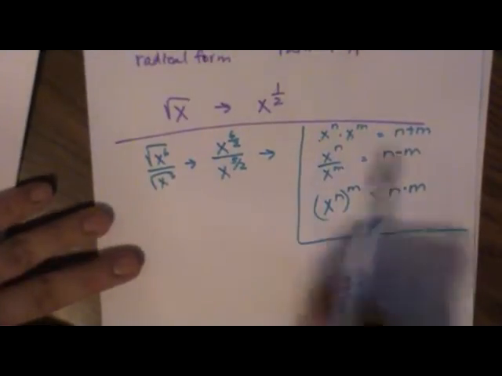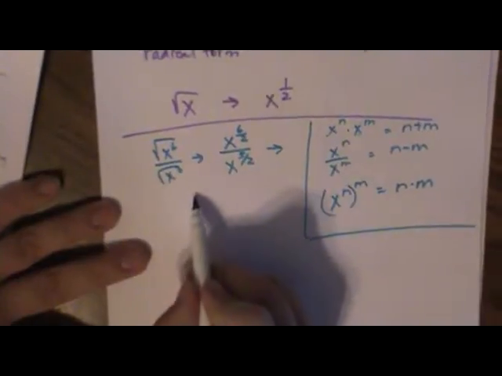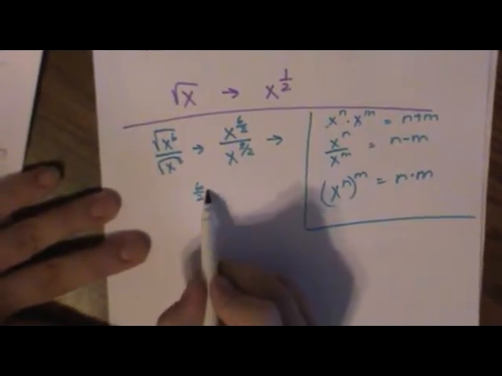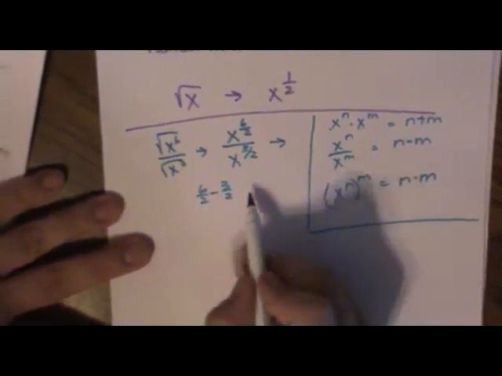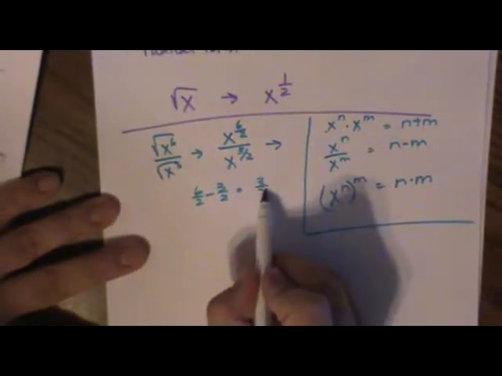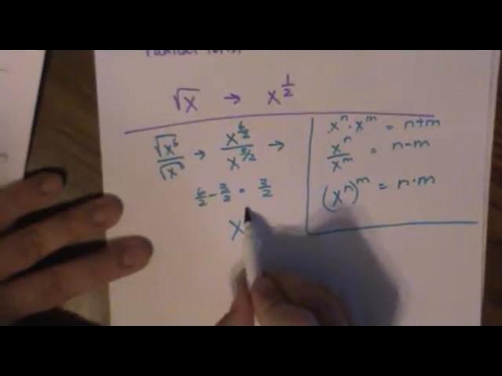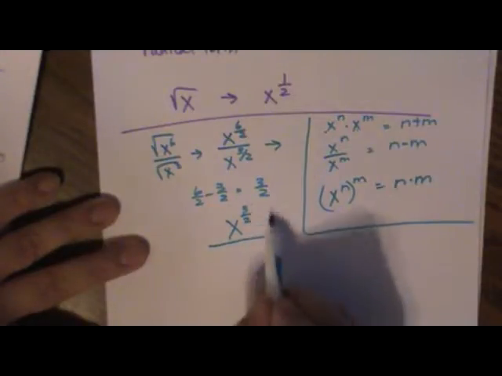Since this is dividing, we're going to subtract our exponents, which gives us 3 over 2. So our answer is x to the exponent of 3 over 2.